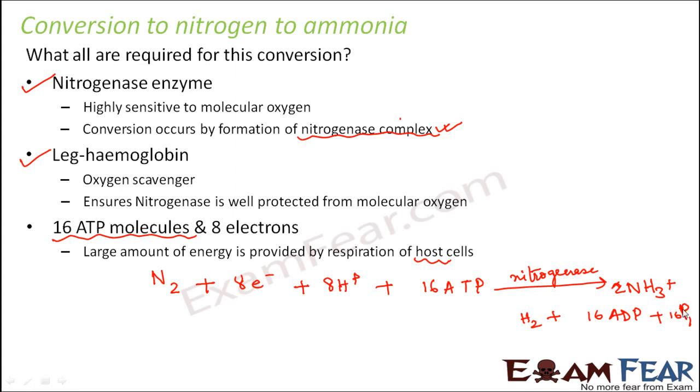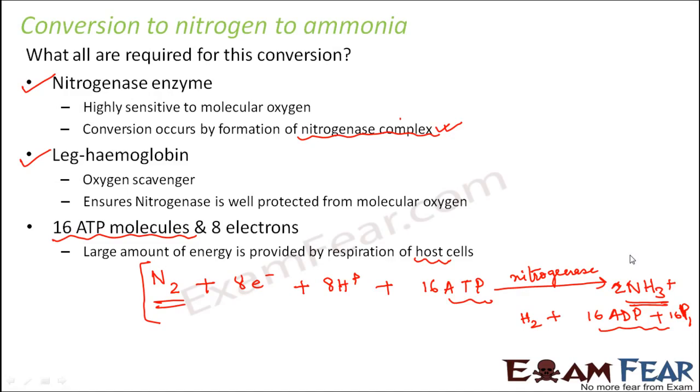This ADP is nothing but the ATP, adenosine triphosphate, getting converted to adenosine diphosphate. Right? So this is going to be the overall reaction of conversion of nitrogen into ammonia. We started with nitrogen, we ended up with ammonia. This ammonia is in a usable form. So this is how the conversion of nitrogen to ammonia takes place.